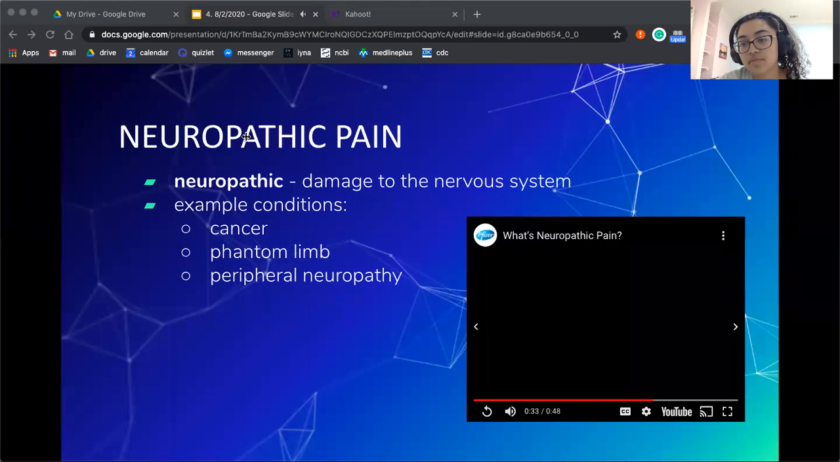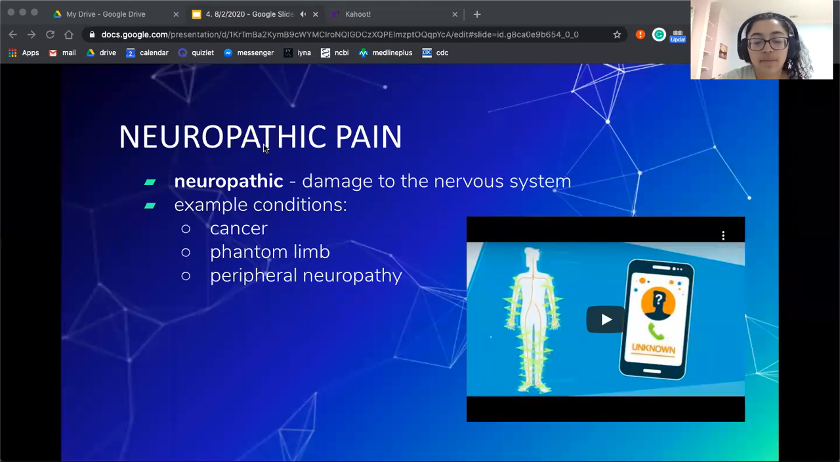Frustrating, right? So neuropathic pain is basically damage to the nervous system. The pain receptors are misfiring, and so it's characterized by burning, freezing, numbness, and tingling. Some examples of conditions could be cancer, phantom limb, and peripheral neuropathy, which is just widespread damage to the nerves.